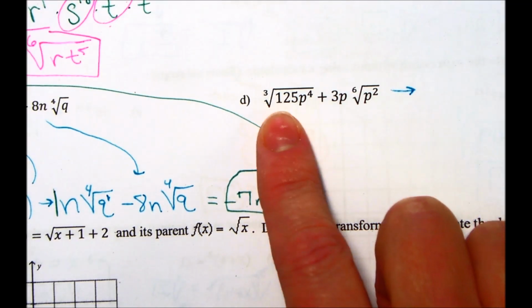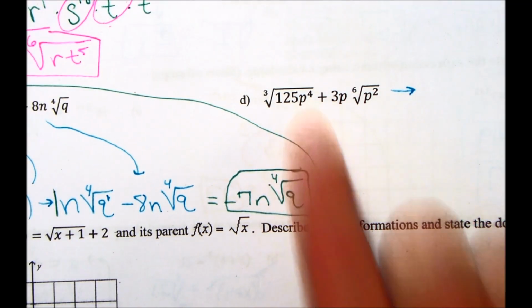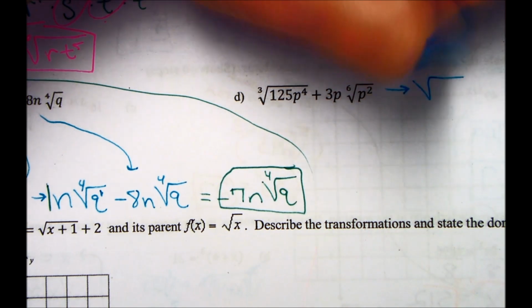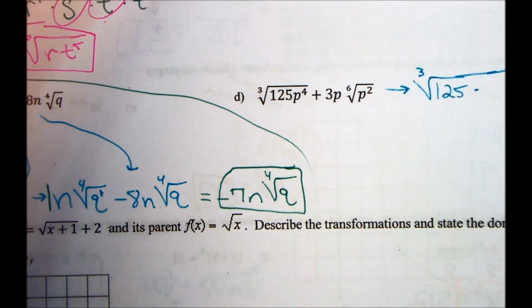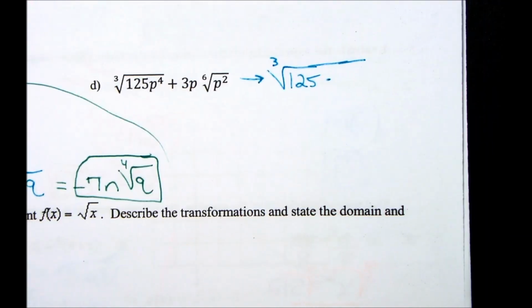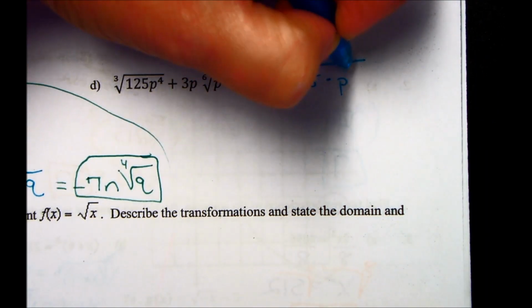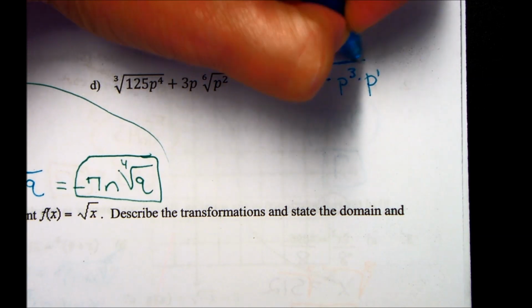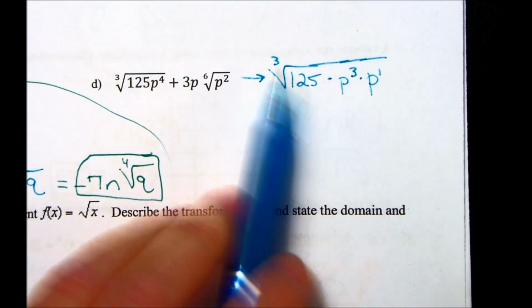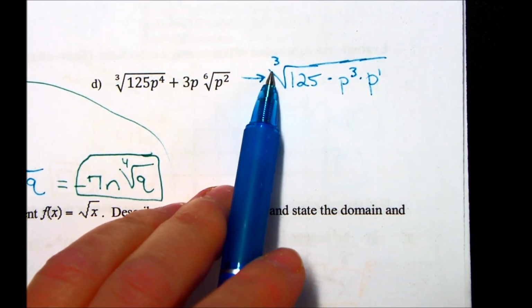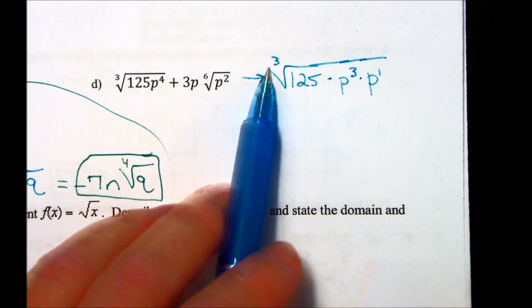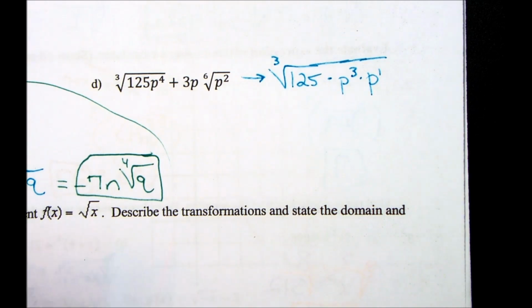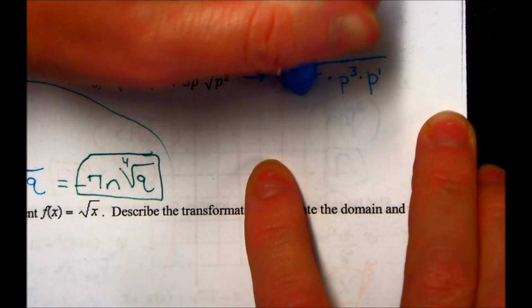So I'm going to factor the 125 and the p to the fourth into 125 times the p to the fourth. I'm going to rewrite as p to the third times p to the first. And why would I do that? Well, because my root is 3. And I know that I can simplify the p to the third with the third root. Now your 125, actually I probably could have rewritten that also.